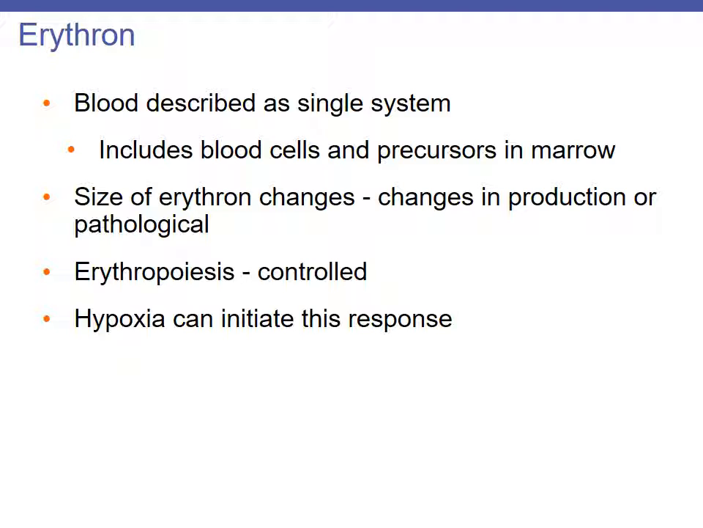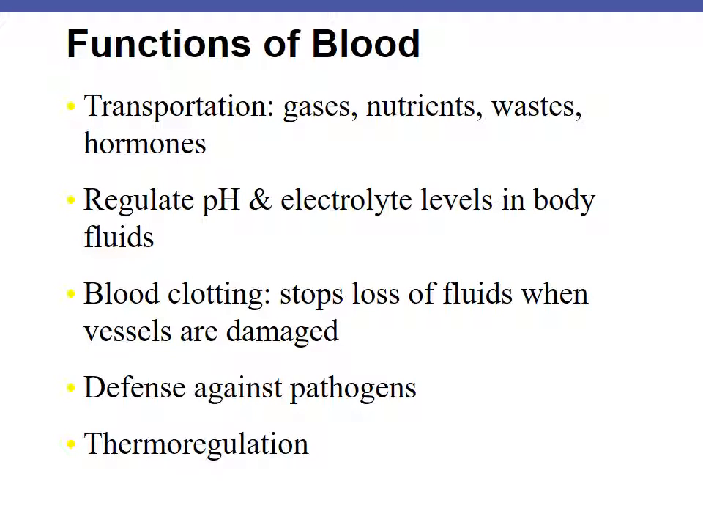So erythropoiesis is a highly controlled system. And many forms of what we can observe as hypoxia are what will initiate this response. Now, hypoxia can come in many different flavors from different origins, so we'll look at a few of those later on. So what does the blood do?